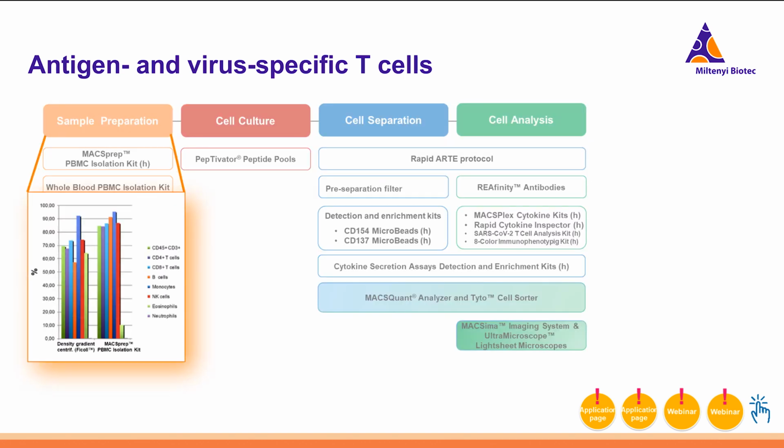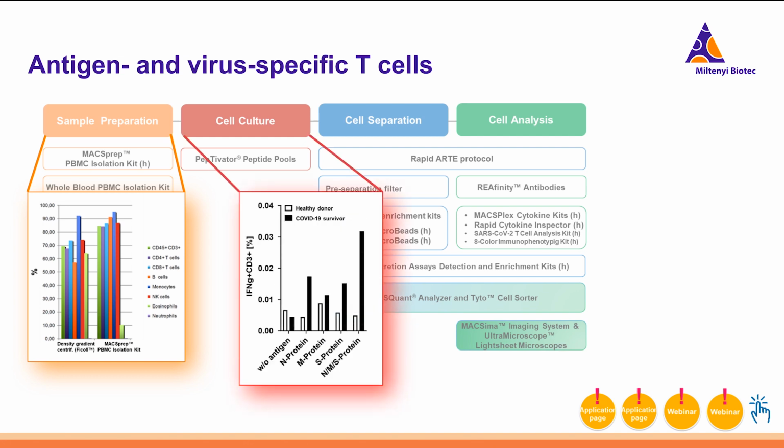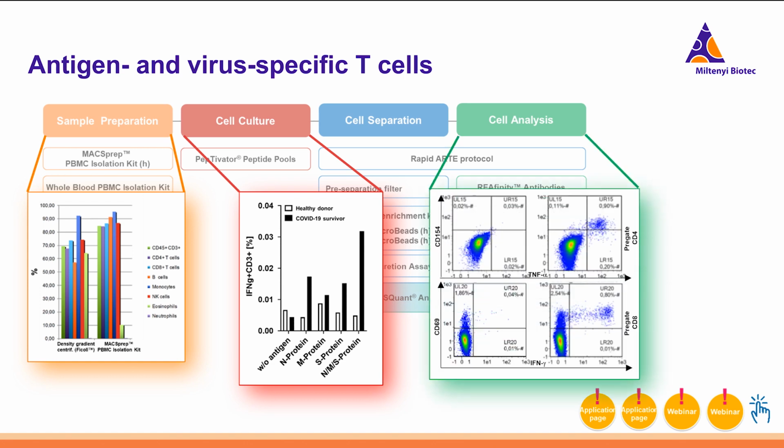And lastly, we also offer an optimized workflow for rare antigen-specific T cells. First, isolate highly pure PBMCs without density gradient centrifugation. Next, stimulate the T cells within the PBMC context antigen specifically, in this case with our SARS-CoV-2 PepTivator Peptide Pools. Finally, analyze the phenotype of the antigen-reactive T cells using our flow kits and the MACSQuant flow cytometer.